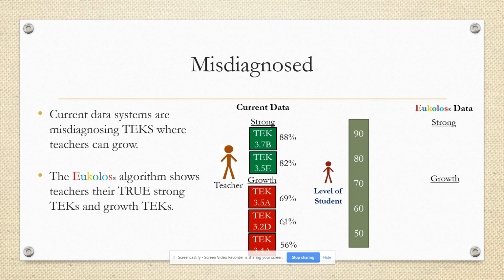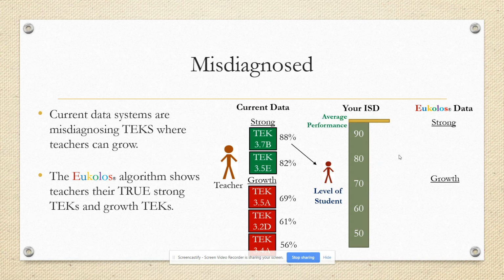Another piece that we want to show here is how sometimes our regular data misdiagnoses, because if all you do is look at the raw score here of 3.7B, we scored an 88%, 3.5E, 82%, and etc. Sometimes the difficulty of the test goes up or down. You have a strong group. Just comparing it to the state isn't always fair, because we know different schools across the state don't always have the same kid. But when you look at it with Eukolos, you want to look at the level of kid and how they did based on other level of kids.